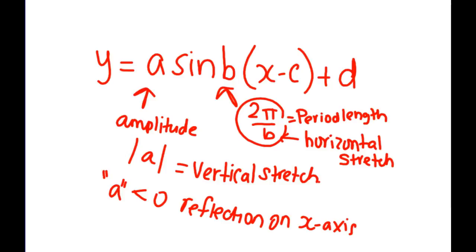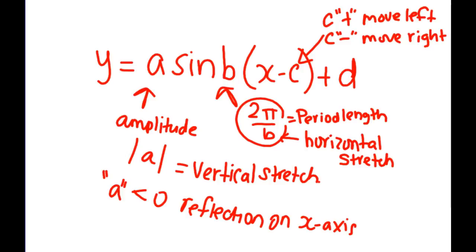Okay, so this works the same way as it did before. This is a movement on the horizontal axis, right? And so if it's a negative, it's moving the opposite. It's moving right. And if it's positive, it's moving left. So if C is positive, you move left. If C is negative, move right. And it's called a horizontal translation.